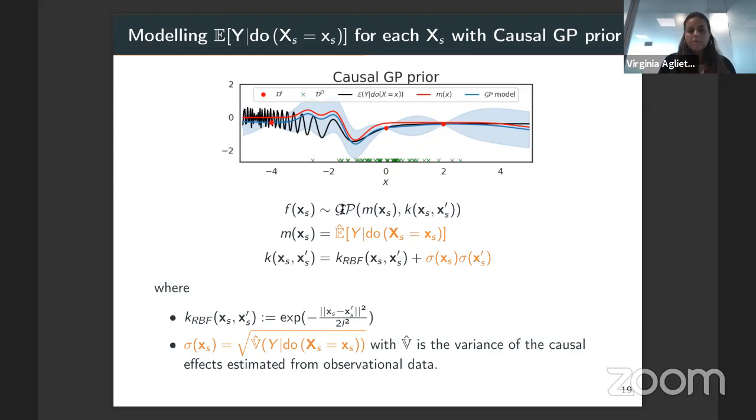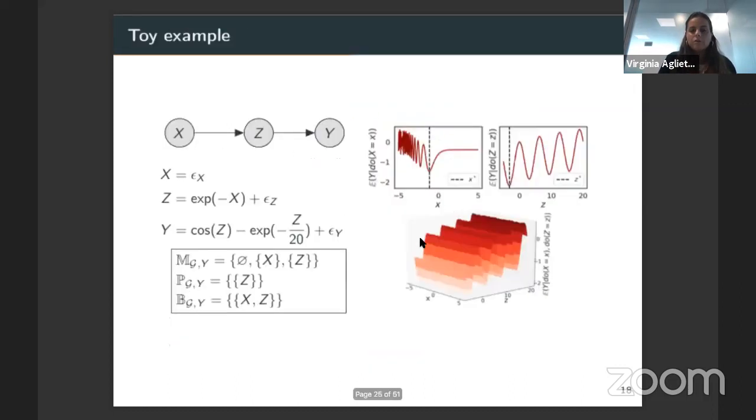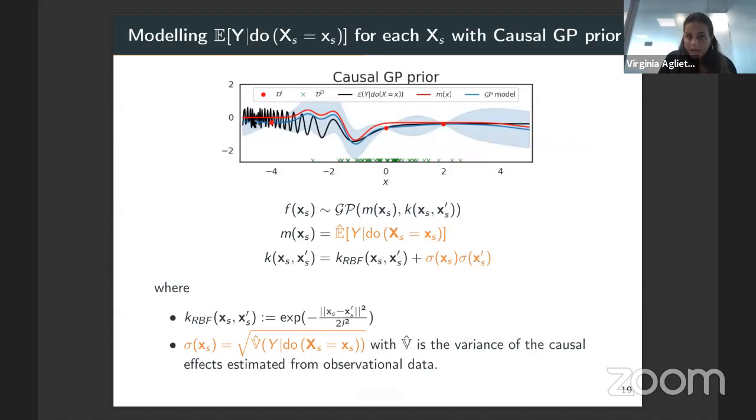So let's look at an example. The function that I'm giving you here is one of the functions that we are trying to optimize. So it's this specific one, but the same could be said about the expected value of y given the intervention on z. So in black, we have the true function. In red, we have the prior mean constructed in this way with the do calculus. In blue, we have the posterior distribution, so posterior mean and posterior variance. While these red dots represent interventional data, and these green crosses represent observational data.